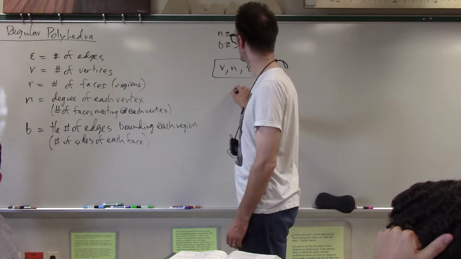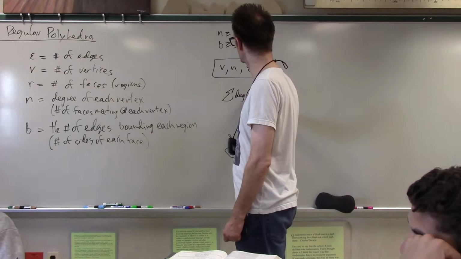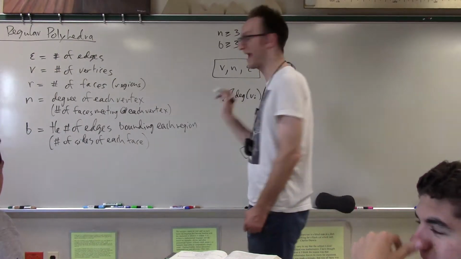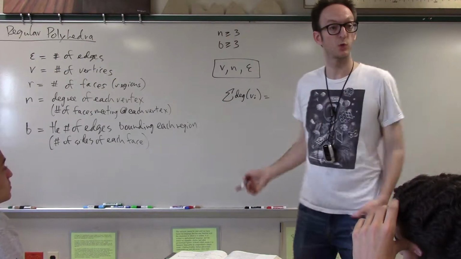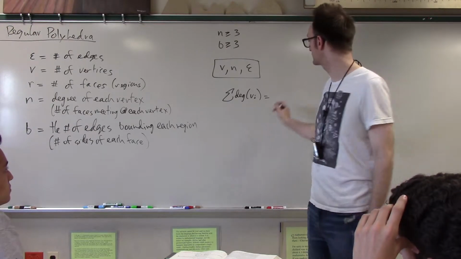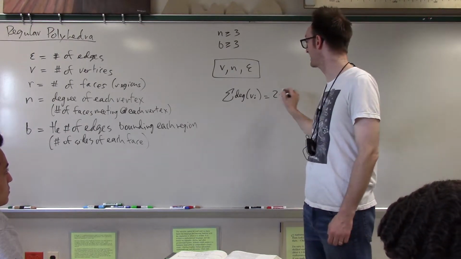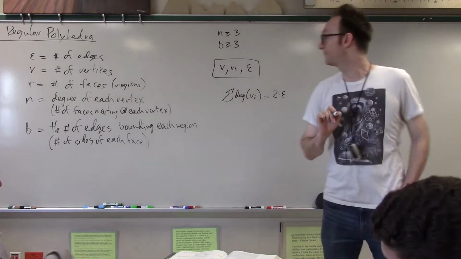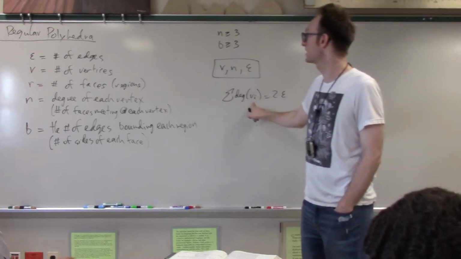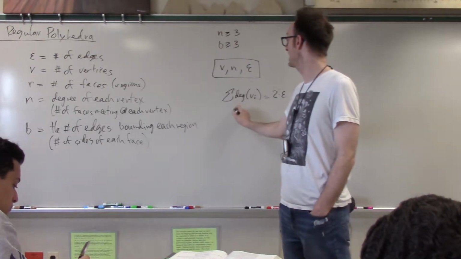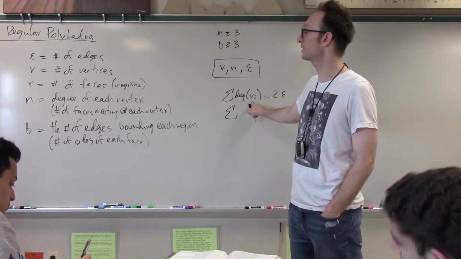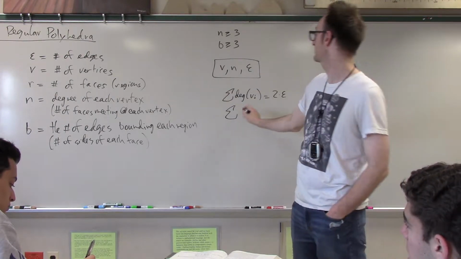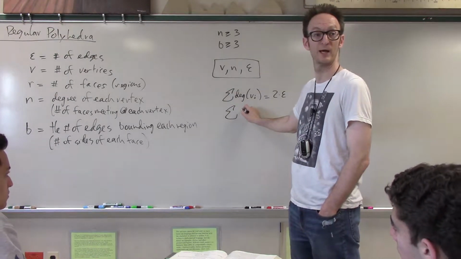What happens when you take the sum of the degrees of all the vertices? What do you get? Twice the number of edges, 2 epsilon. That's just the handshake theorem, right? But now, of course, we have said that because it's regular, the degree of each vertex we've called n, right?